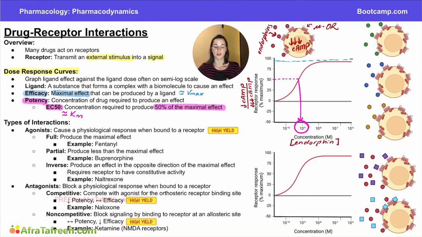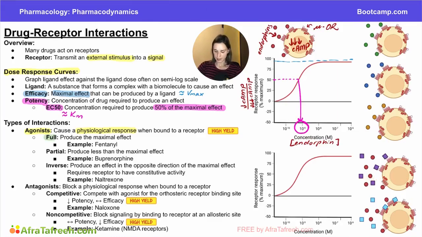The first major class of drugs that interact with receptors are called agonists. When agonists bind to their receptor, they cause a physiological effect. In other words, they directly affect the signaling pathway of the receptor. When full agonists bind to the receptor, they produce the maximal effect that the receptor could possibly produce. So often these are on par with the endogenous ligand of the receptor.